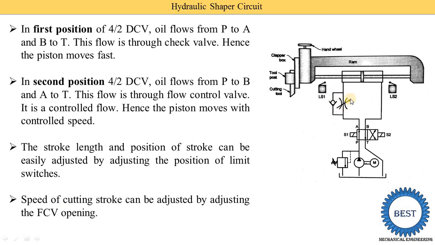And the speed of the cutting stroke can be adjusted by adjusting the flow control valve opening. This is the symbol of the flow control valve. We are able to increase or reduce the speed of the stroke by adjusting the flow control valve opening. If the flow control valve opening is increased, then the flow occurs at a faster speed. If we reduce the flow size, then the flow is reduced. That's why we are able to control the speed of the cutting stroke.